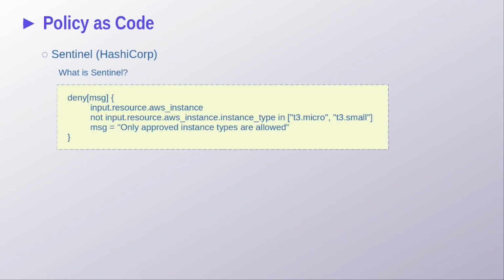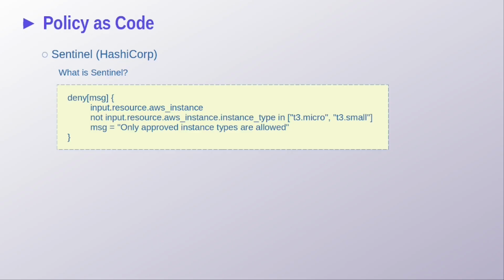Policy as code. Machines stop humans. The idea: humans make mistakes, so let the machine block dangerous changes automatically. This is policy as code.